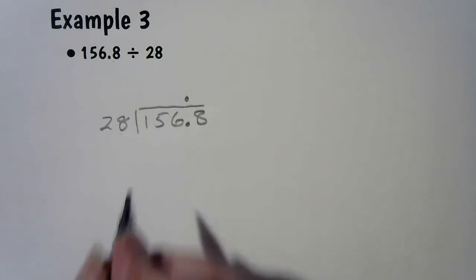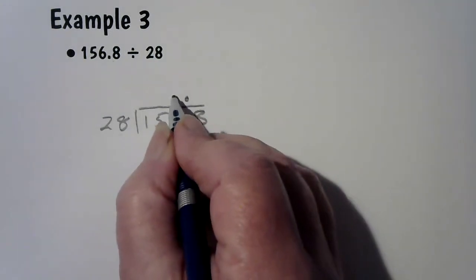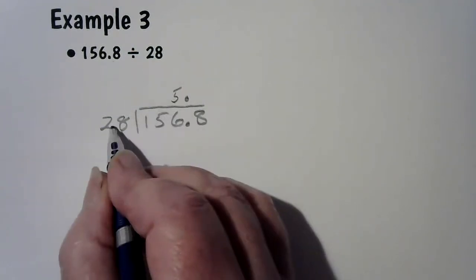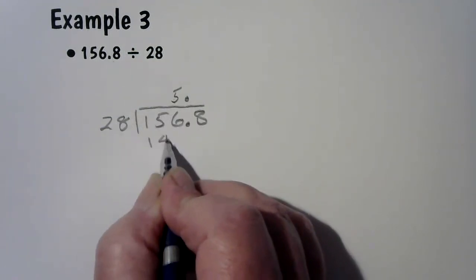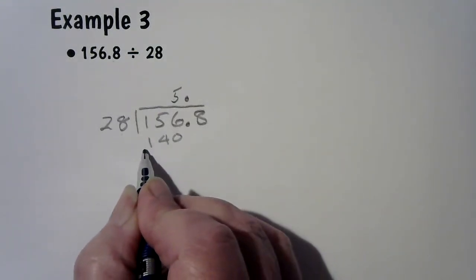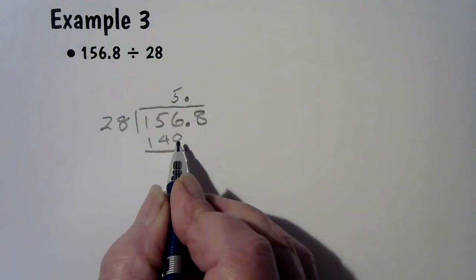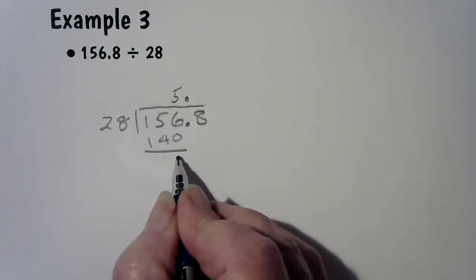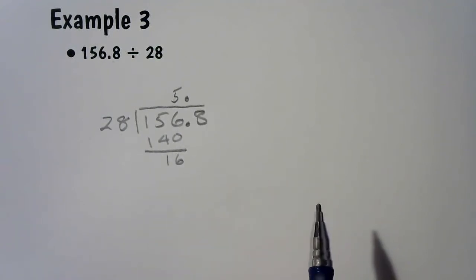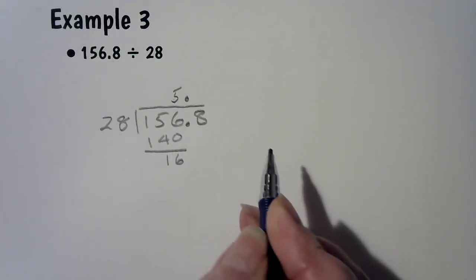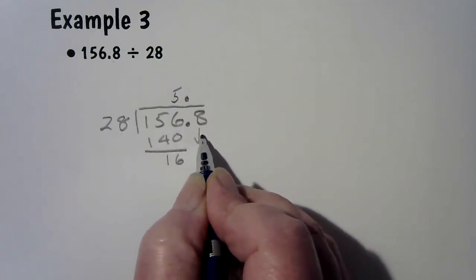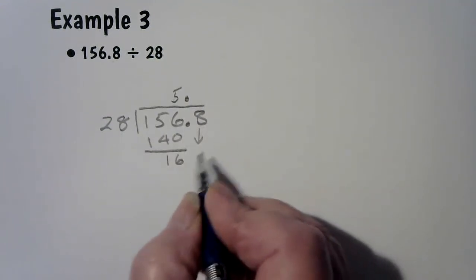So now what I'm going to do is put my 5 there, and 5 times 28 is 140. So I put that underneath. Now, what about my remainder? Well, I can see there 6, 1. I've got a remainder of 16. Now what I do is I bring this 8 straight down here. I don't worry about the decimal point at all.